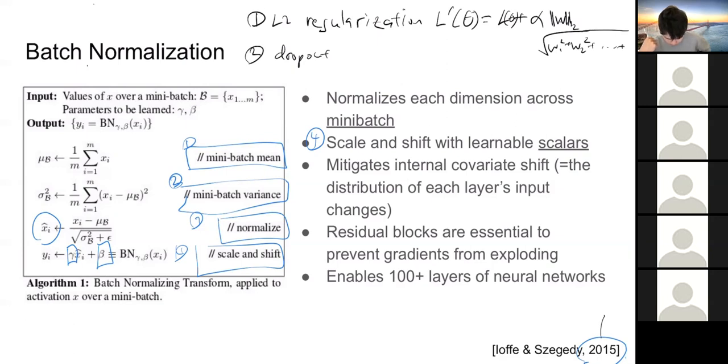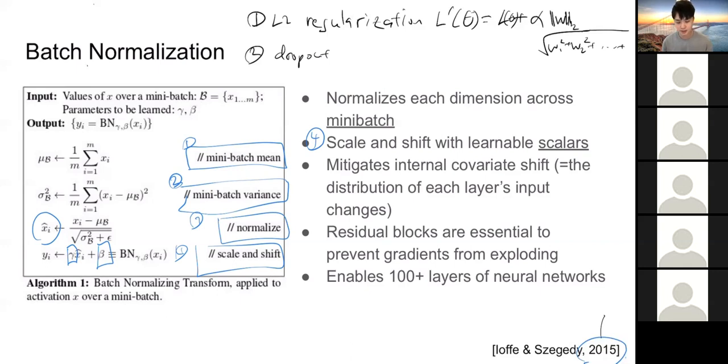It's known that this mitigates internal covariate shift. It's a very complex term, but what that means is that, as we said, the distribution of each layer's input changes as you train, and that's what the paper argues is not a good thing. So we want to make the distribution back to a normal distribution, which is more controllable and also works better with our initial learning rate. And it turns out that this is very essential for building very deep neural networks.